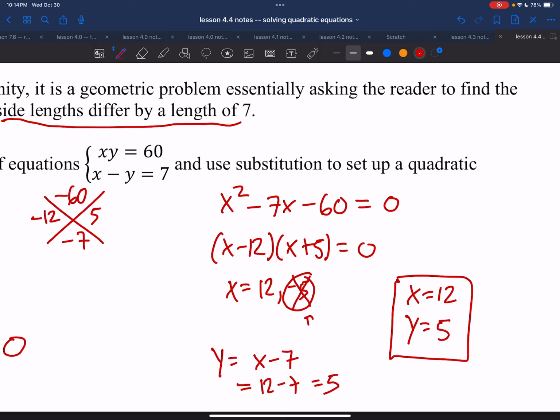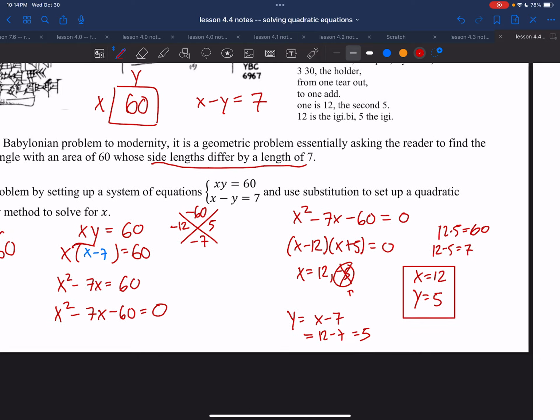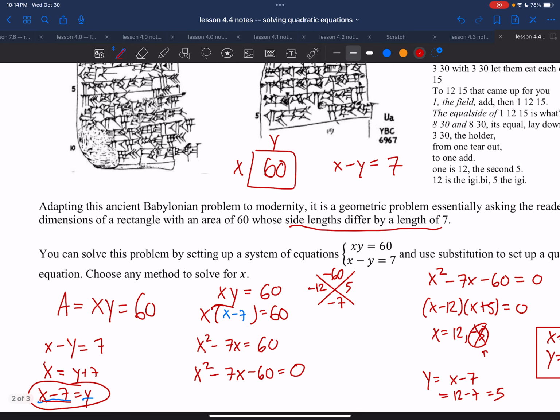And you'll notice, think about it. What is the solution to this problem? 12 times 5 is 60, but the difference between 12 and 5 is 7. And thus, the problem has been answered, right? And we just kind of used this idea of factoring. But you could use any method of quadratics here, okay?